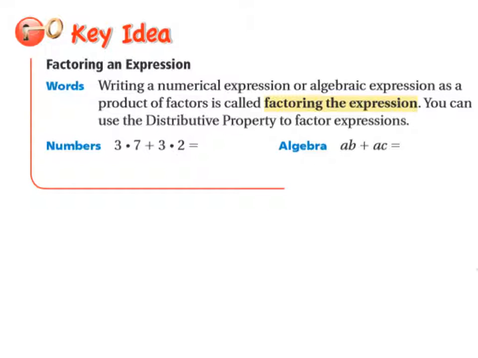Our goal is to take a factor that you see in both expressions. In this case, on this side, we have 3 times 7 and 3 times 2. Well, each of them has a 3. So we're going to take that 3 and put it outside a set of parentheses. Once we do that, all we have left is the 7, the plus sign, and the 2.